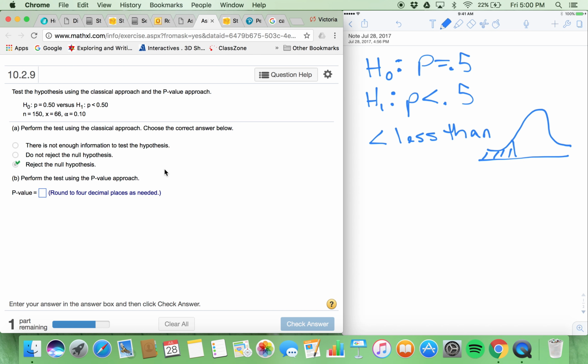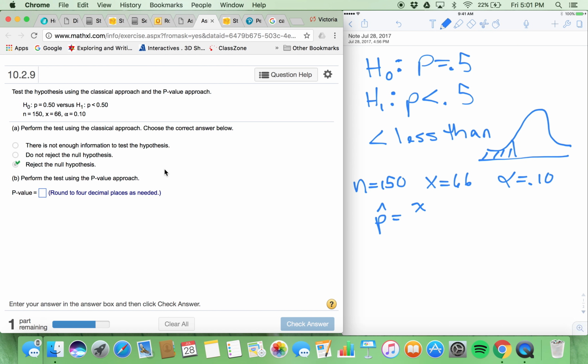Okay, so the first thing that we have to do is calculate our p-hat. We also have here that n is 150, so that means our whole sample size is 150. X happens to be 66, so they don't give us the context of the problem here, but we know whatever they're testing, 66 of the units displayed this event. And then alpha is 0.10. So they're just giving us the numbers. To find our p-hat, we're going to do x over n.